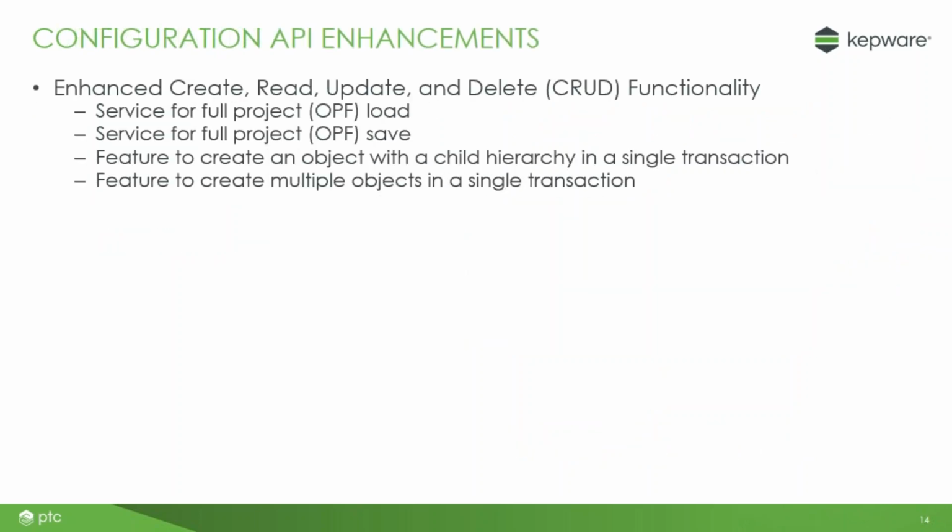So we've just enhanced this configuration API functionality. We can do full project load and save. Previously we were only able to do single object operations, what we call CRUD: create, read, update, and delete. So you could create a single channel, then a single device under that, and then a tag under that. If you wanted to create a large number of channels, devices, and tags, you would have to do these one-by-one transactions.